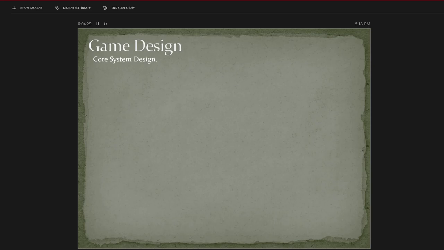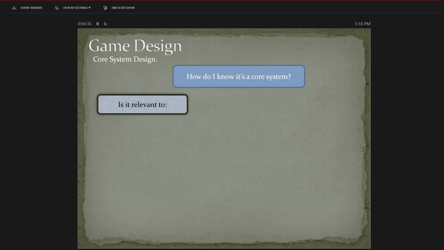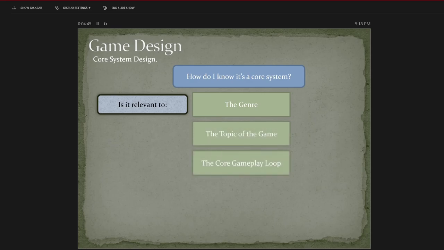Core system design. How do I know it's a core system? Well, you can tell if it's a core system if it is relevant to the genre that you are making, the topic of the game, or the core gameplay loop. We'll talk about the core gameplay loop in more detail later.